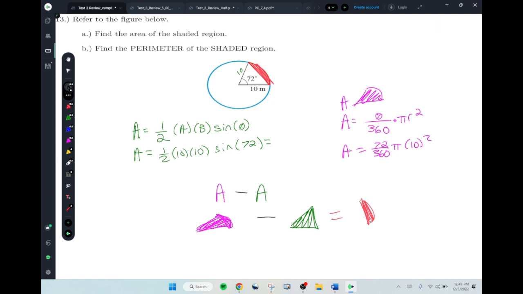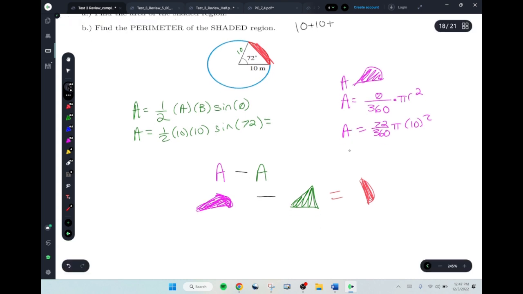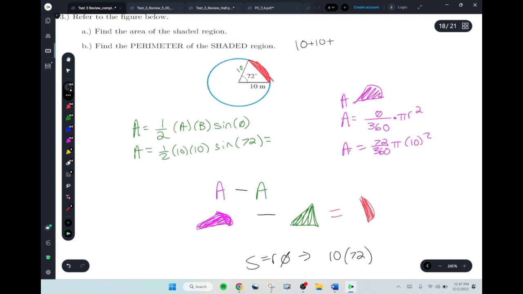Perimeter of the shaded region would be almost exactly the same. Oh, wait, no. The perimeter of the shaded region would be 10 plus, and you remember arc length is s equals r theta. So that means 10 times 72. So literally it would be 10 plus 10 times 72 and you're done. There's your perimeter.